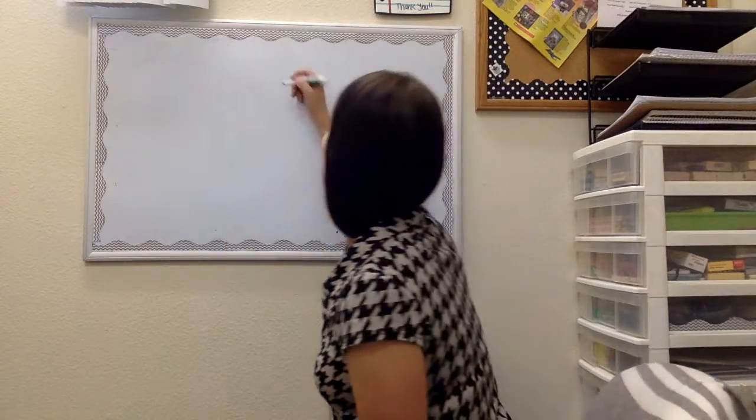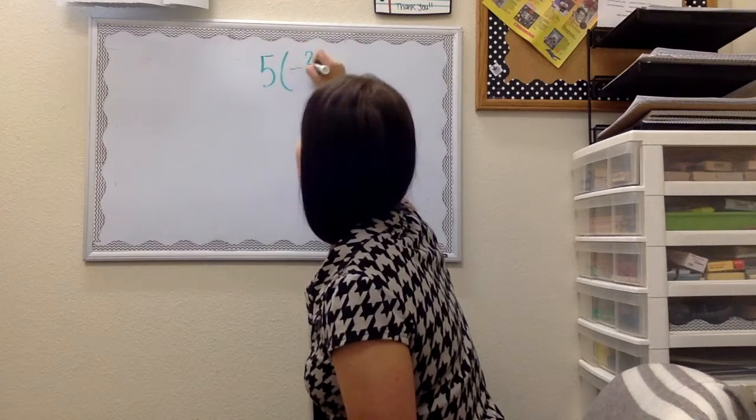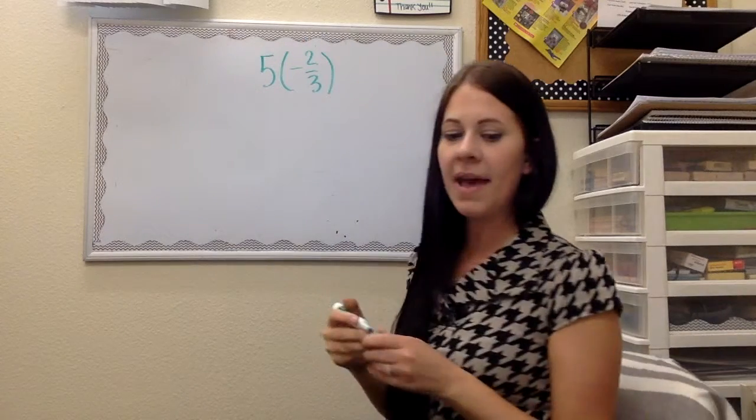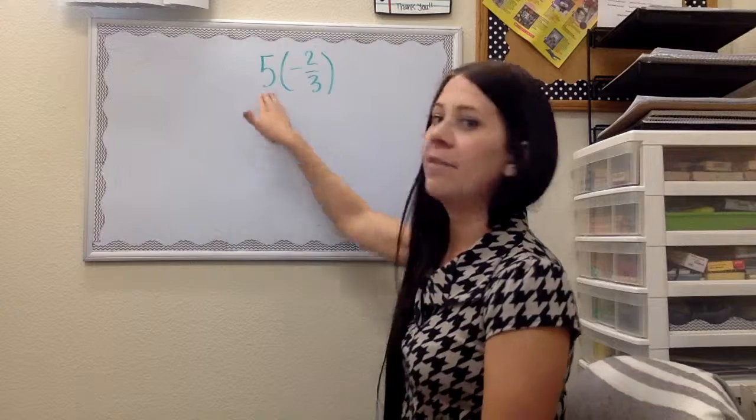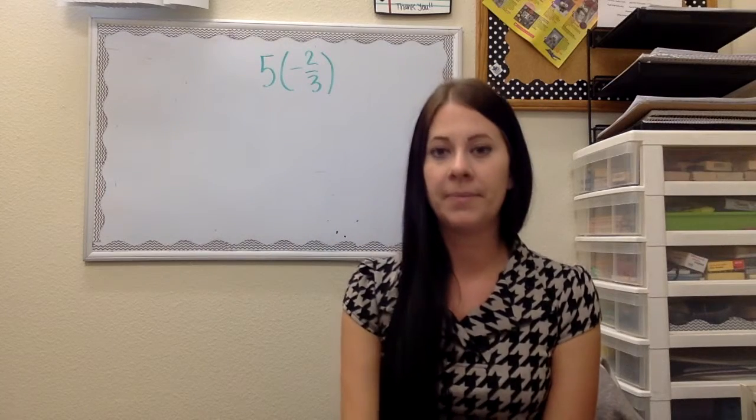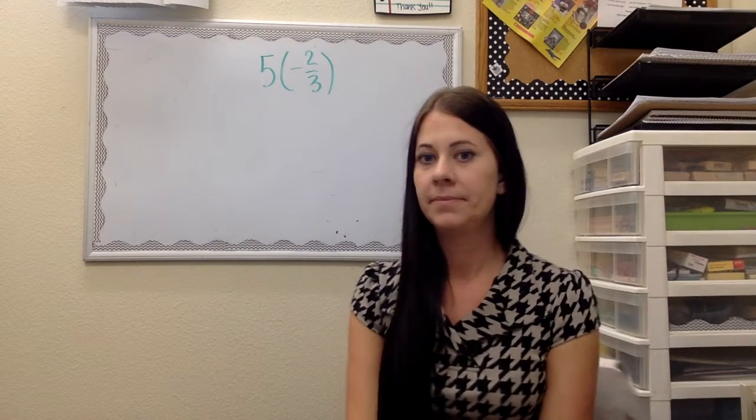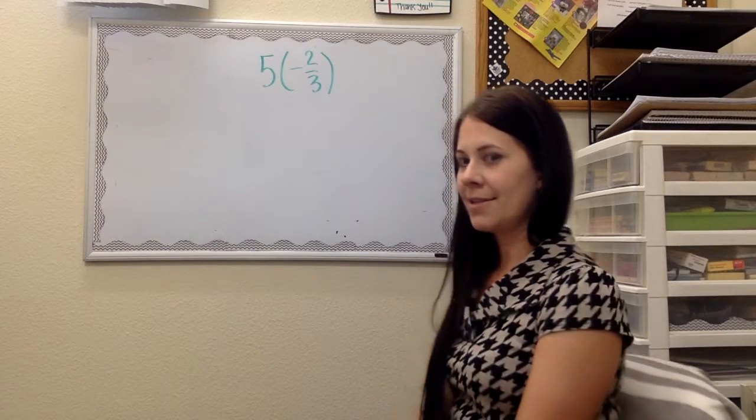Okay, this one is 5 times negative 2/3. Go ahead and try that. To try it, make it 5/1. That's your strategy there. Okay, so pause me. All right, let's try it.